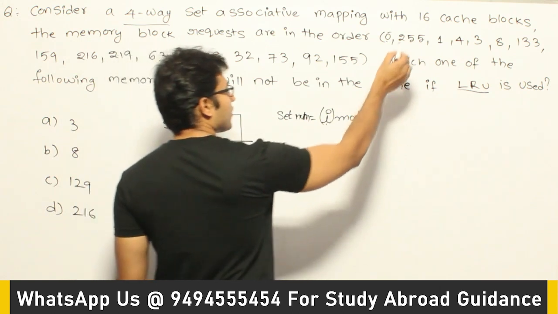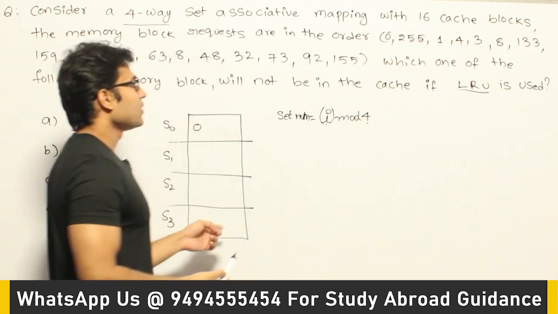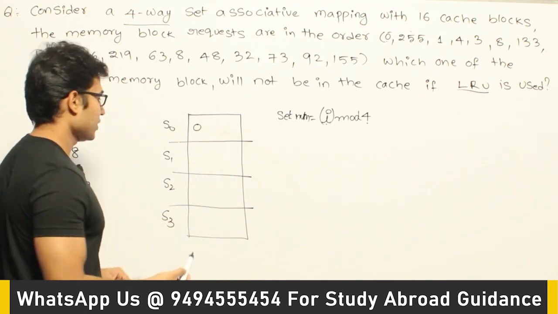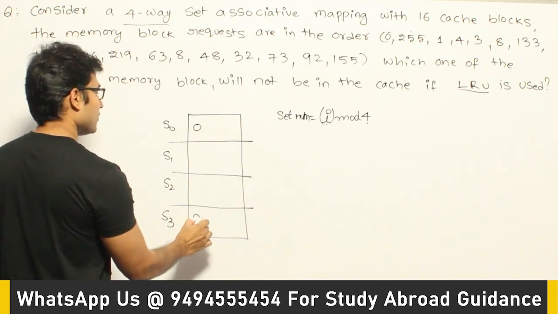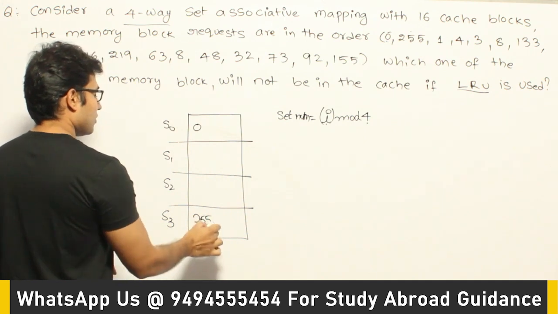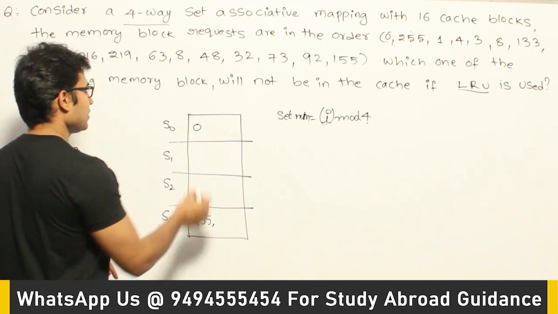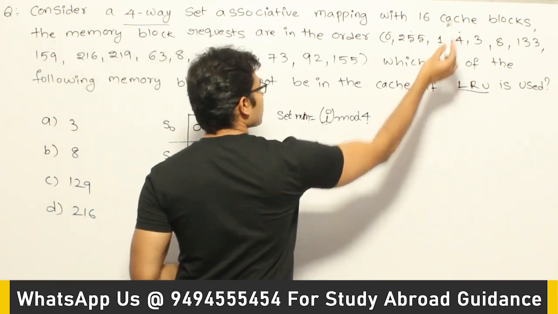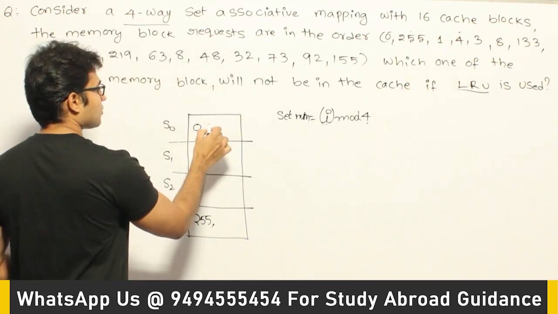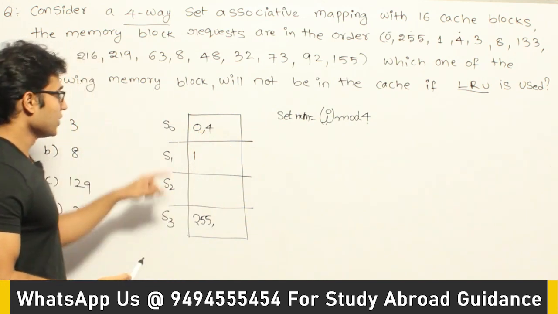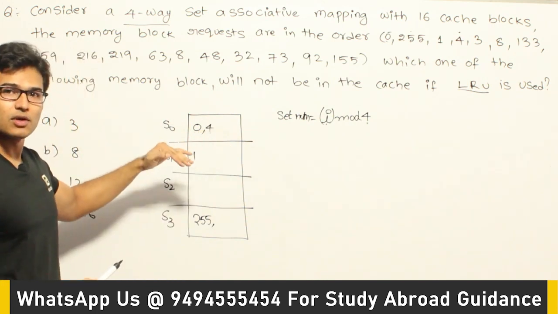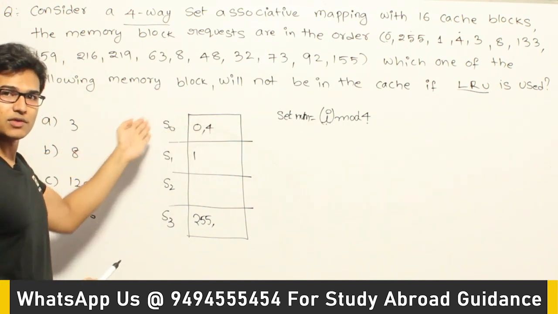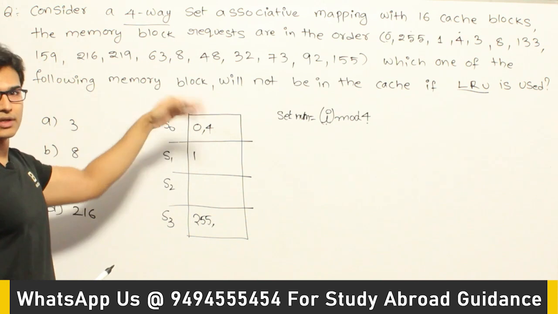Okay, what about 255? For 255, if we divide by 4, the remainder is going to be 3. Therefore it has to go into set 3. Okay, fine. So 255 is going to be here. And what about 1? Set 1. What about 4? 4 has to go into set 0. Therefore here. So we have placed it. So how many can we hold? Only 4. So in every set we can hold 4, and whenever we cross 4, then we take the least recently used and replace it.